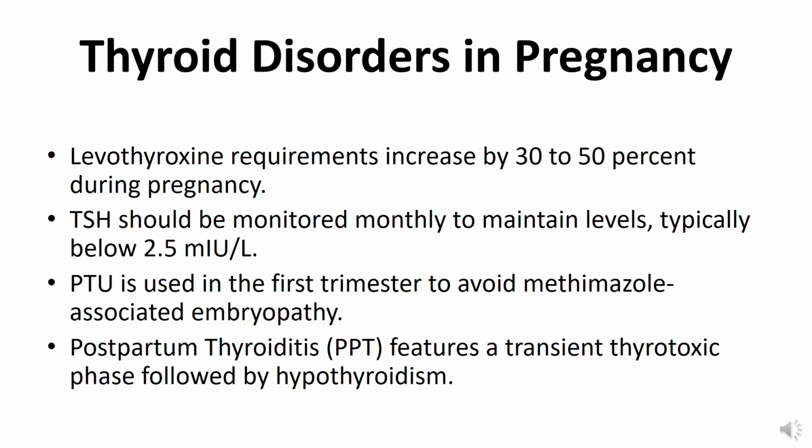Because thyroid hormone requirements can change quickly, close laboratory monitoring is essential. TSH levels are usually checked monthly during pregnancy to ensure adequate thyroid replacement. Clinicians generally aim to maintain TSH levels below about 2.5 milli-international units per liter during early pregnancy because even mild maternal hypothyroidism may affect fetal development. Careful dose adjustment helps maintain stable thyroid hormone availability for both mother and fetus.